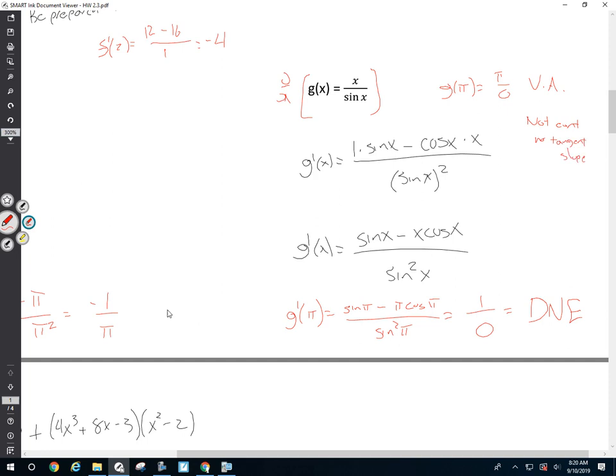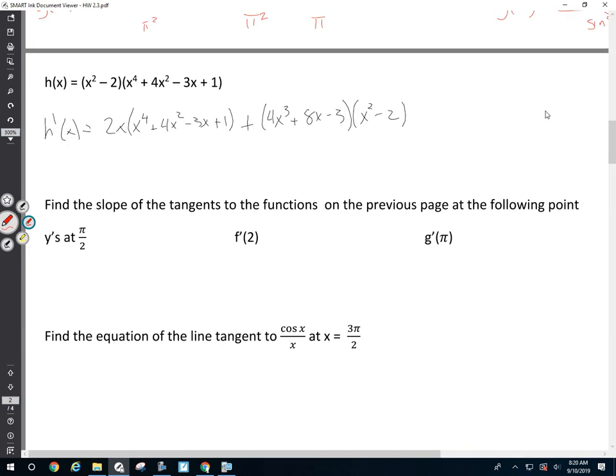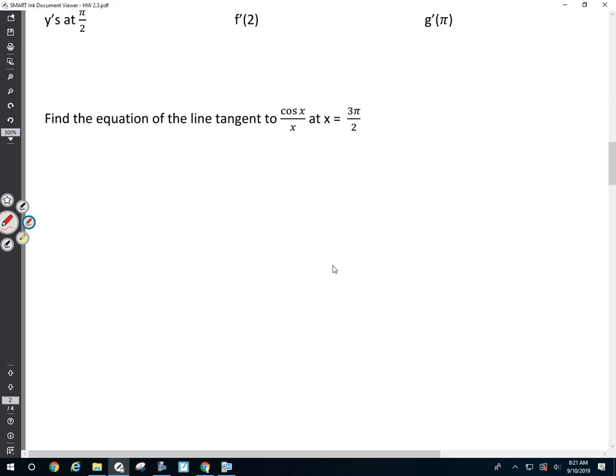It's important to remember that. And then h prime of 1, here we go. h prime of 1: 2 times 1 plus 4 minus 3 plus 1, plus 4 plus 8 minus 3 times 1 minus 2. Okay. 5, 2, 3, 6 plus 12, 9, negative 1, negative 9, negative 3. The slope of the tangent to h at 1 is negative 3. That's great. All right, that's right.